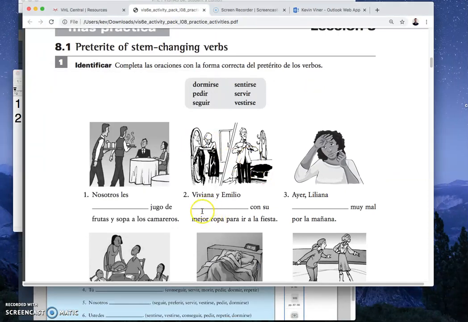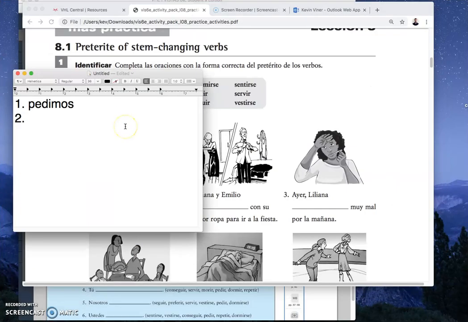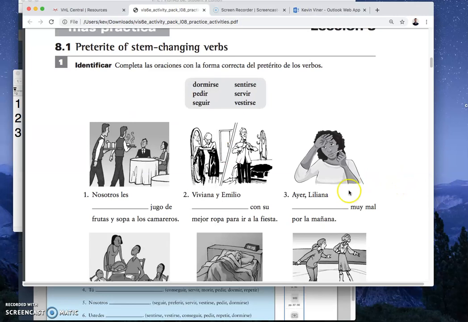Let's look at número 2. Viviana y Emilio blank con su mejor ropa para ir a la fiesta. Pause it. And we're back. The verb obviously is vestirse, because they're getting dressed. And it's ellos, so it's third person plural. So we'd say Viviana y Emilio se vistieron. So there is the stem change. Se vistieron, right? Vistieron. Muy bien.